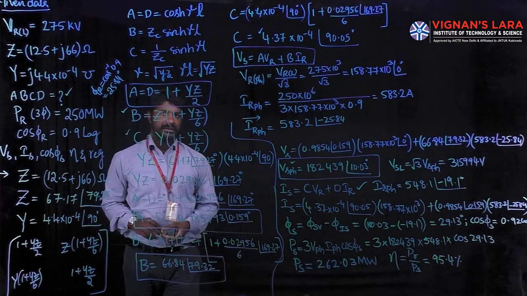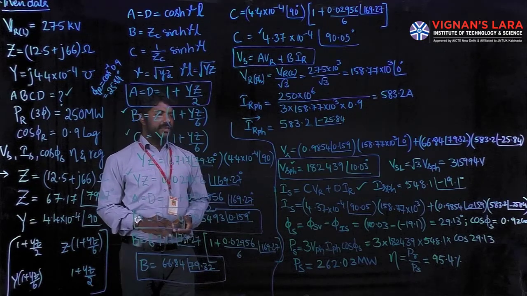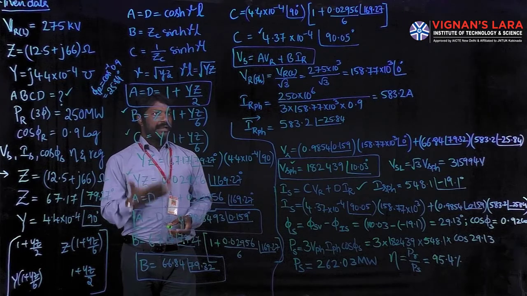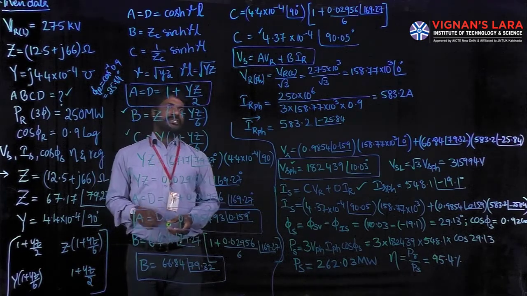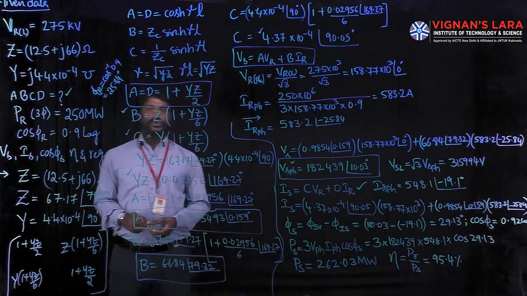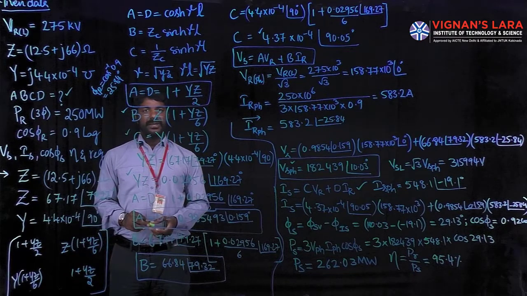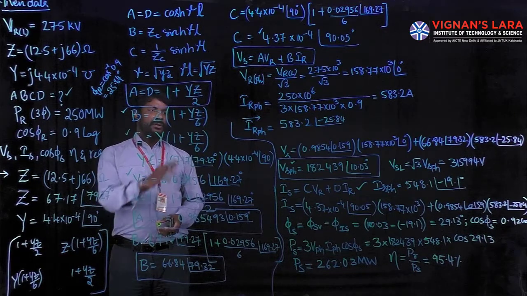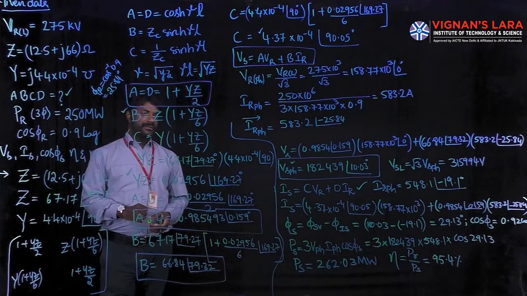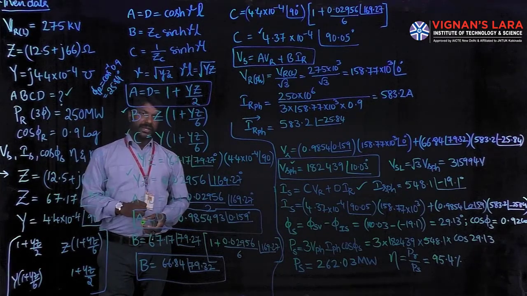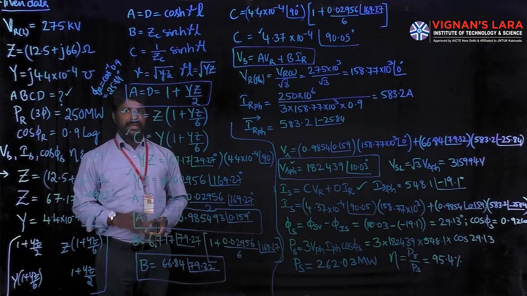So right now, in the first stages, we calculated ABCD. Using that ABCD, we calculated Vs and Is from the performance equations. The performance equations are Vs is equal to A VR plus B IR, Is is equal to C VR plus D IR. Altogether, we got the magnitudes of Vs and Is along with their angles. With the help of those angles, we calculated phi s. Hence the power factor is also obtained, followed by efficiency.